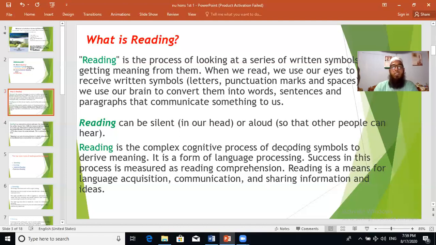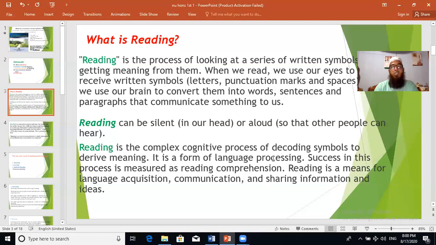That means the process happens in our brain. Decoding symbols, what does it mean? Have any idea? Decode? To get meaning. Code means to give meaning and decode means to get meaning from something. So when we try to get meaning from any symbols, that is decoding. Reading is the complex cognitive process of decoding symbols to derive meaning. So when we read from symbols, we get some meaning.